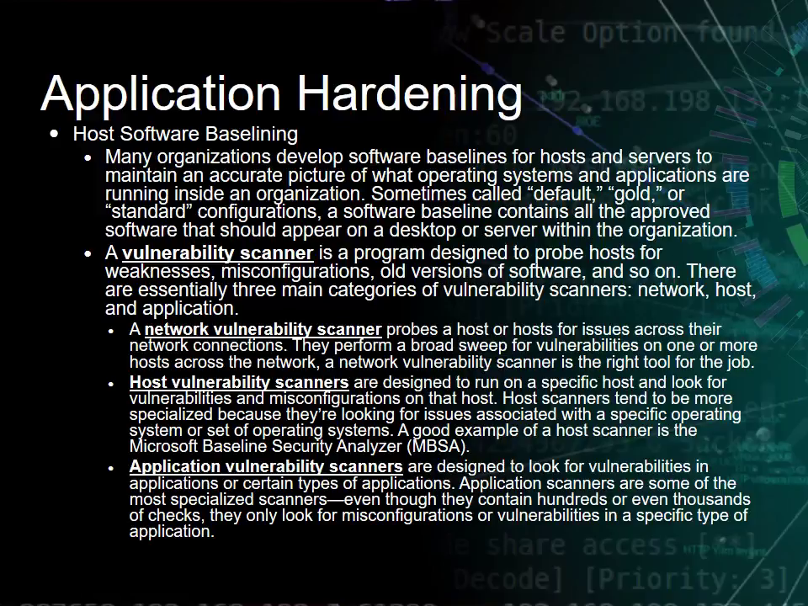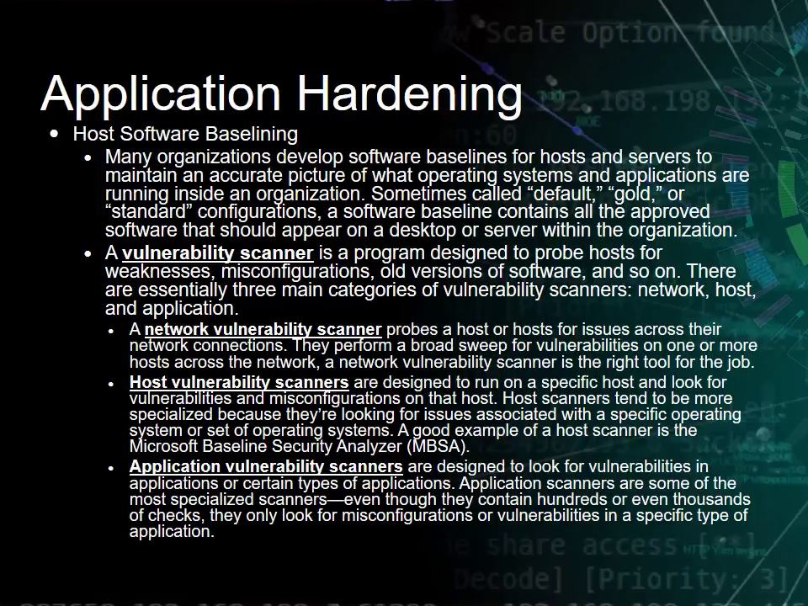A network vulnerability scanner probes a host or hosts for issues across their network connections. They perform a broad sweep of vulnerabilities on one or more hosts across the network. Host vulnerability scanners are designed to run on specific hosts and to look for vulnerabilities and misconfigurations on those hosts. Host scanners tend to be more specialized because they are looking for issues associated with a specific operating system or set of operating systems. An example of a host scanner is the Microsoft Baseline Security Analyzer.